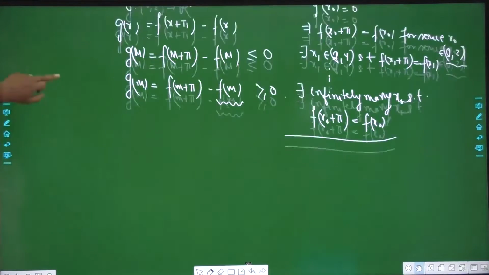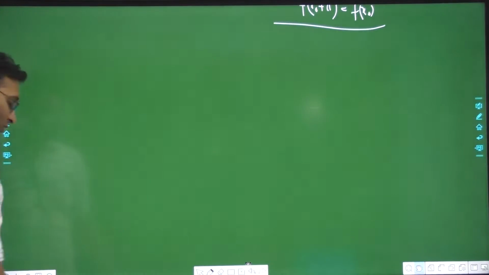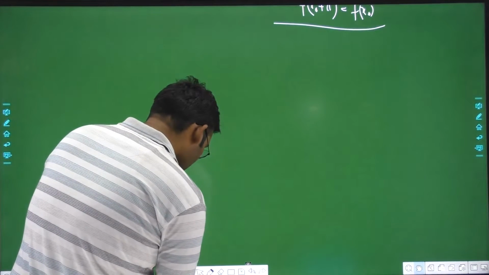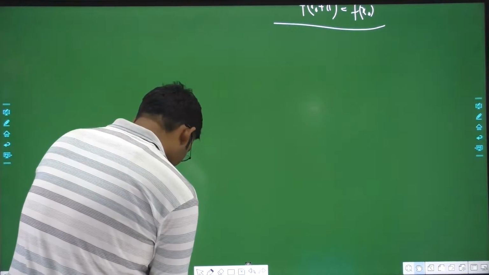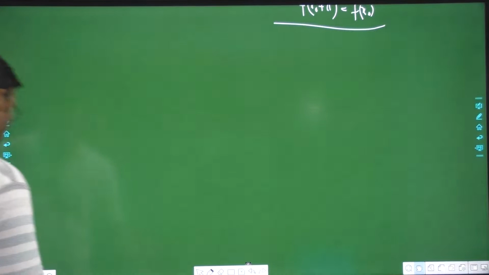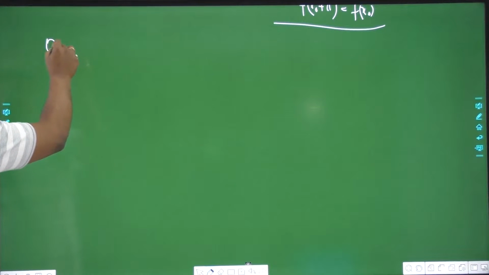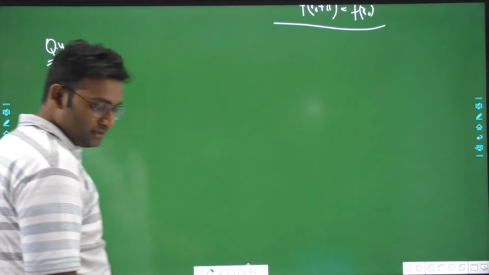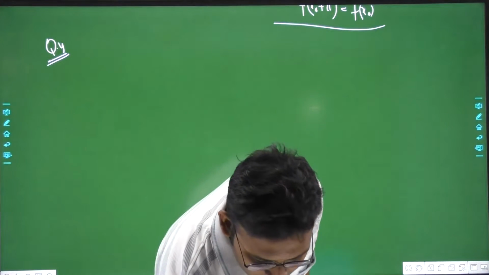Okay. Now let us move to another question. This is question number, I believe, 4. There was a slight error when I was doing it earlier. Now I'm coming up with the easier version of it. There is a question that has come in the examination regarding integrals.